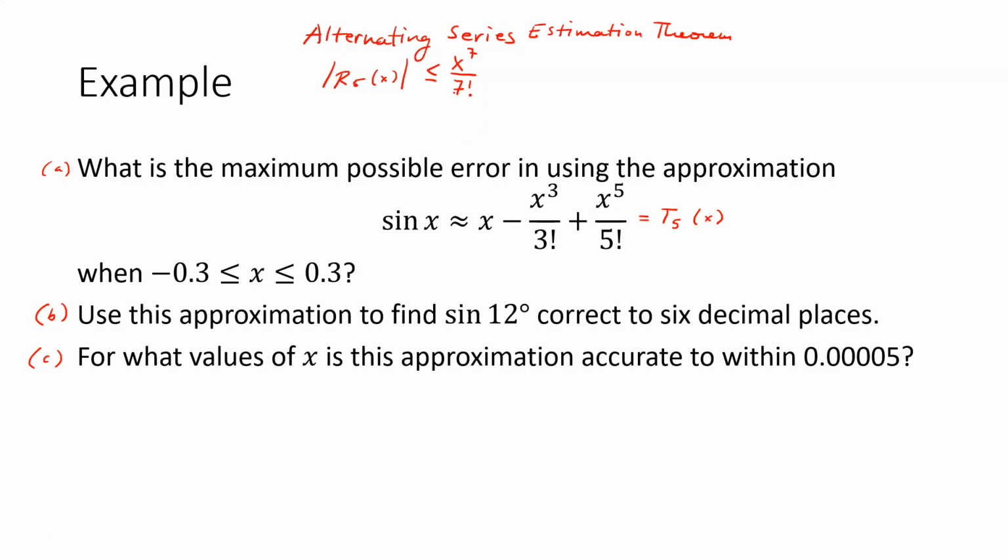And in this case, that makes it pretty easy, because now we can look at the range from, and actually here I should be careful, I should put absolute values on there. I can look at the range from negative 0.3 to positive 0.3, which means that the absolute value of x is less than or equal to 0.3. So according to my alternating series estimation theorem, R5 would be less than or equal to 0.3 to the power of 7 over 7 factorial for x in this range.